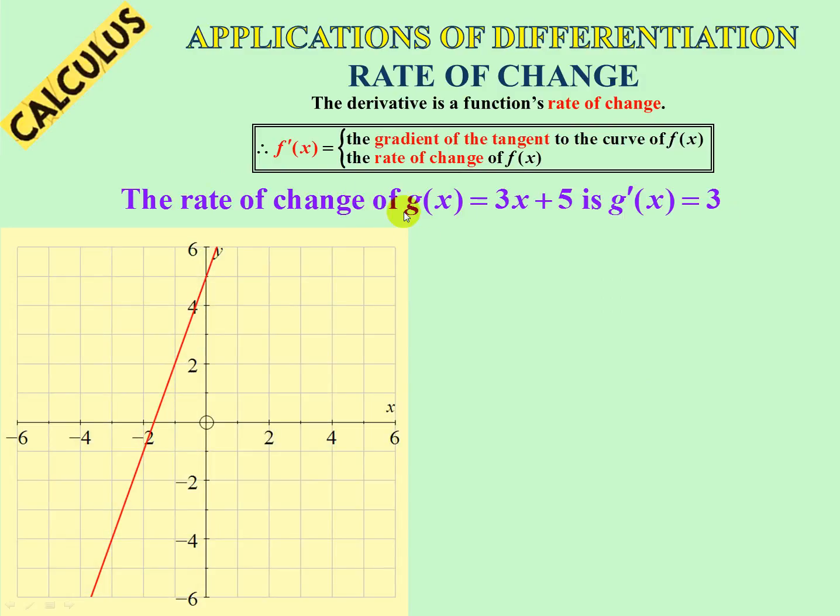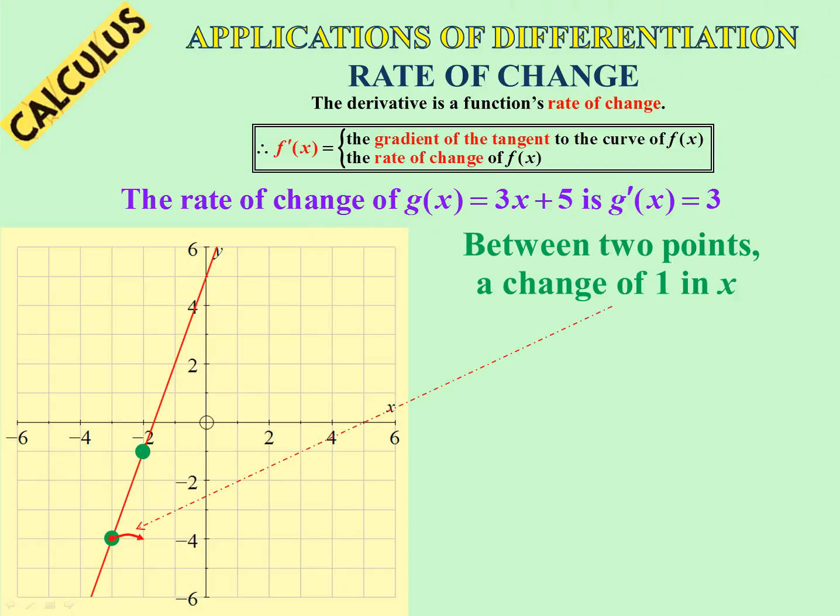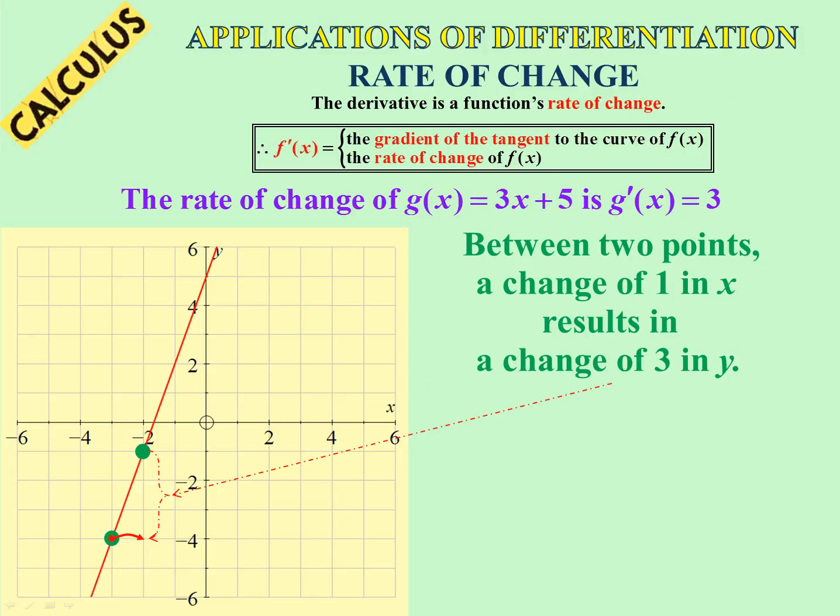So, rate of change of g of x equals 3x plus 5. Well, this is a straight line graph, so it's increasing uniformly. If we differentiate, we get g prime of x equals 3. What that means is that between any 2 points, let's say we go a change of 1 in x, then it means a change of 3 in y. Because it's 3, 1. Change in y, 3 over change in x, 1.